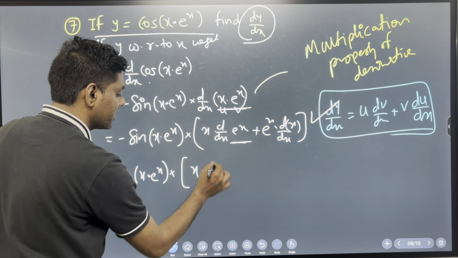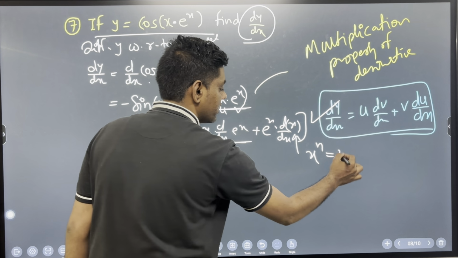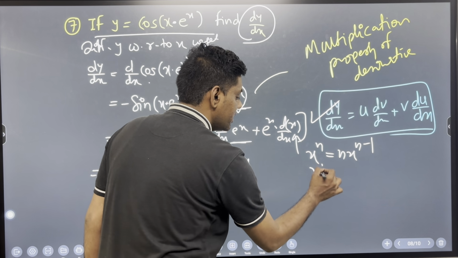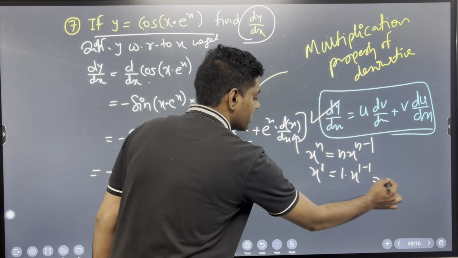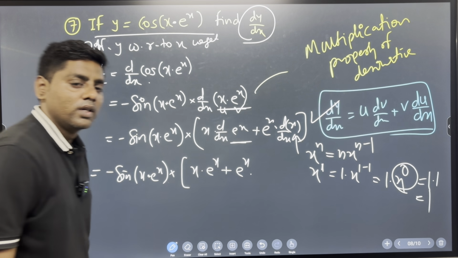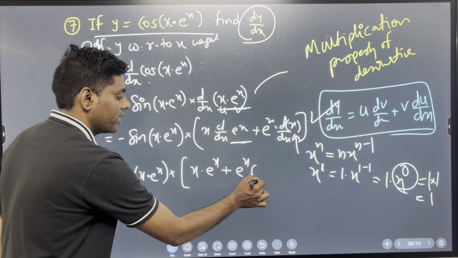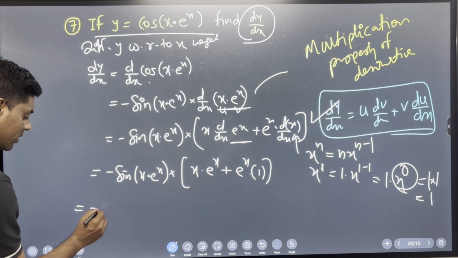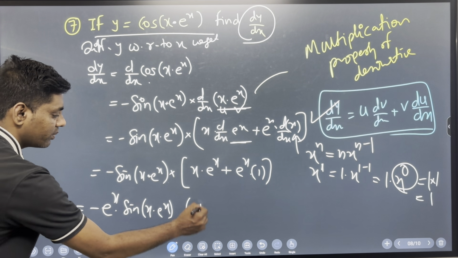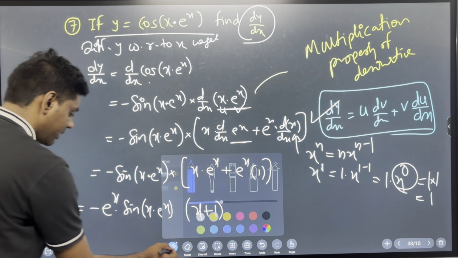The derivative of e raised to x is e raised to x, and the derivative of x, according to which formula? x raised to n, that is n into x raised to n minus 1. Remember that here n is 1, so 1 into x raised to 1 minus 1, so 1 into x raised to 0. Anything raised to 0 is 1, so 1 into 1 is 1. So the derivative of x is 1. Bracket complete, taking e raised to x common, it becomes minus sin of x into e raised to x into e raised to x, and in the bracket what is remaining is only x plus 1. So this is the final solution of the given example.